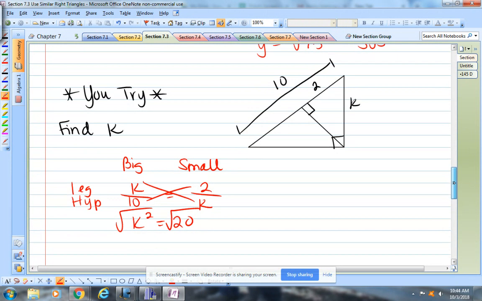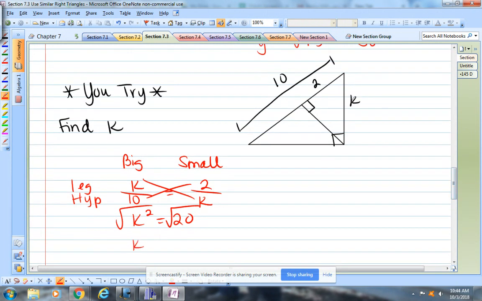How do you take the square root of 20 when it's not a perfect square? Radical 4 times 5, which equals what? Raise your hand if you got 2 radical 5. So y'all are doing better than you thought.